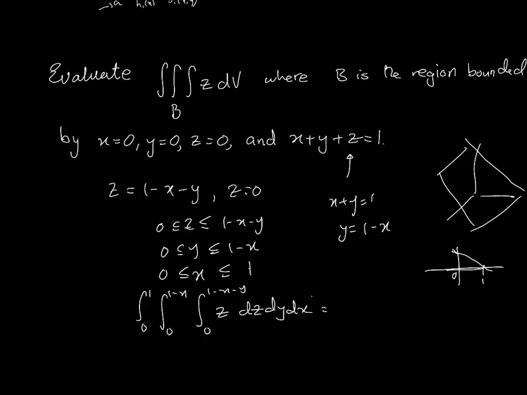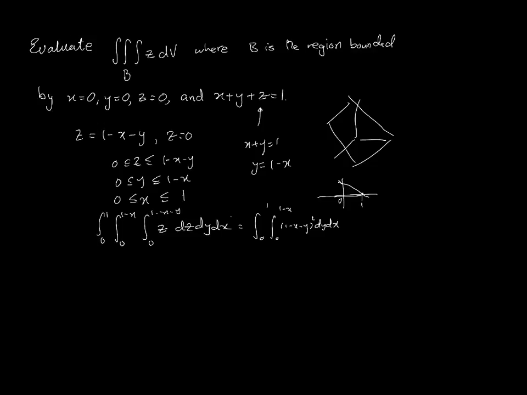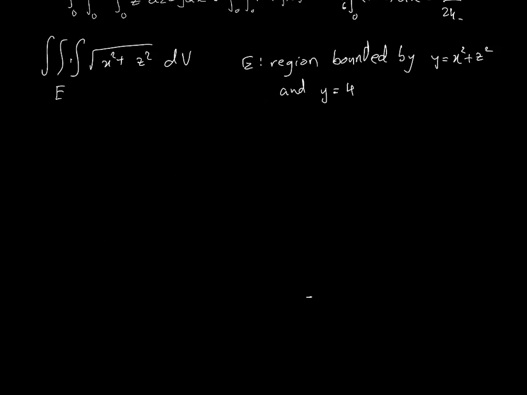The first one will go from 0 to 1. So this will be simply the integral of 1 minus x minus y all squared dy dx. That will become 1/6 of the integral from 0 to 1 of 1 minus x all cubed, and that will come to 1 over 24. You can check that. All right.